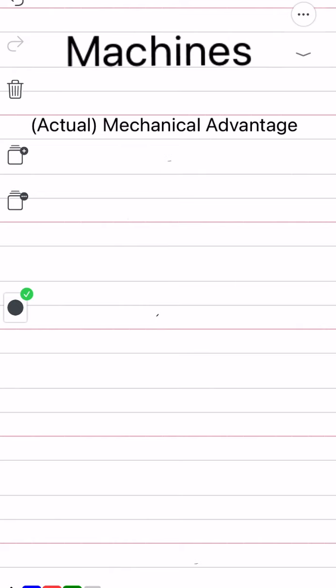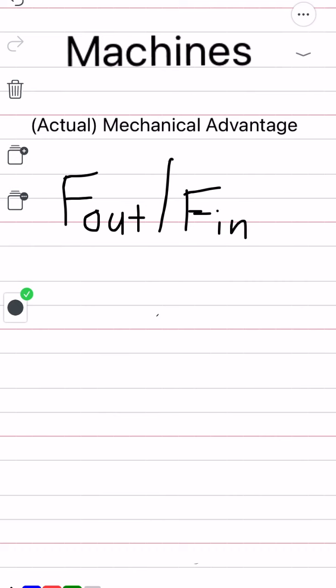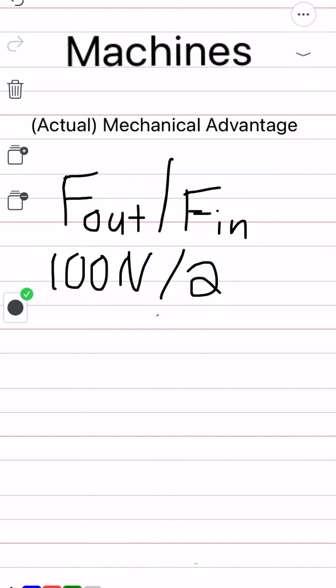Mechanical advantage, by its most basic definition, is the ratio of the output force, the force you get out of a machine, divided by the force you put into the machine. So let's say, for instance, we have a certain machine, let's say a lever, that produces 100 newtons of force, but it takes 20 newtons on the input. We call this number the output force, and this number the input force. So if we divide them, we get 5.